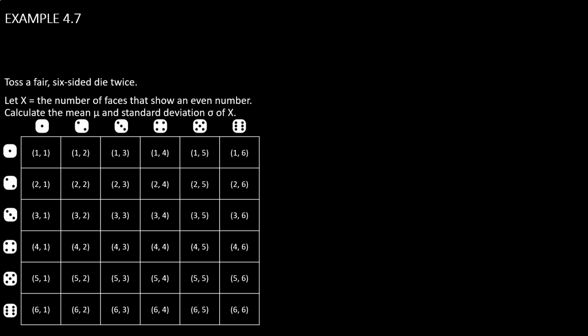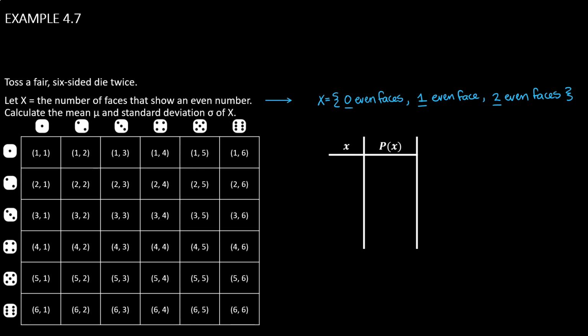Or maybe we get something like 4, 4, both even numbers. In that case, we would say there are 2 even faces. So our random variable x, which represents the number of faces that show an even number, can take on the values 0, 1, and 2. We can use those variable values to build a PDF table where we put in each of the variable values and find the probability of that outcome.